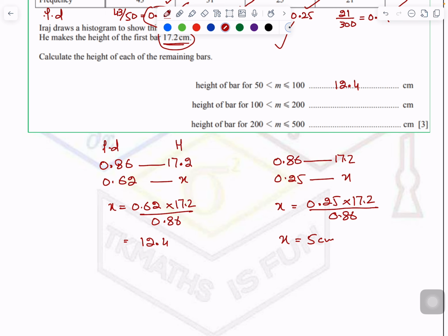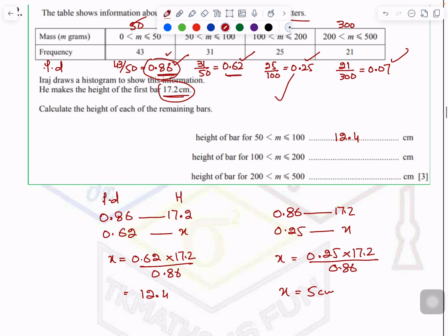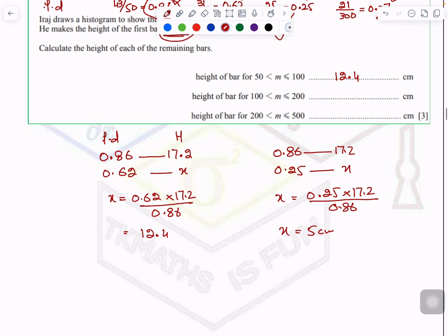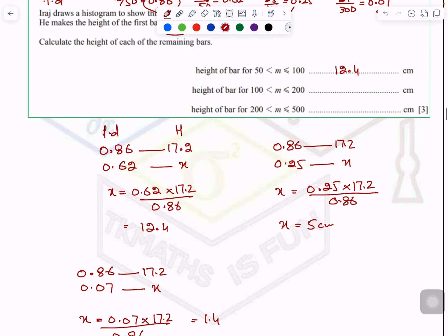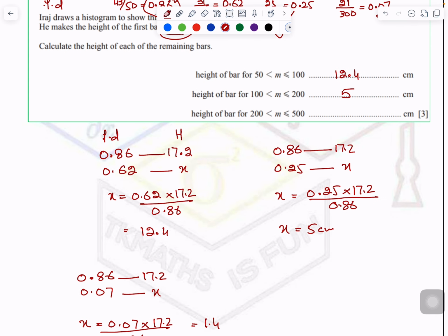Okay, so now the last one, which is 0.07. So we will use the same 17.2, and 0.07 will be equal to what height? So you can calculate it. What is this answer coming? This answer is coming 1.4. So now you have found this is 5 centimeters and 1.4.